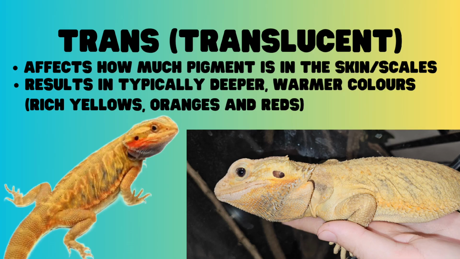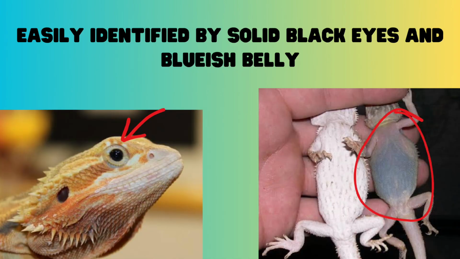The next morph you might have seen around and not known what it meant is trans, which is short for translucent in this case. And that's going to be a gene that affects how much pigment is in the skin scales, depending on whether it's a silky or a normal scaled. And it's going to result in typically deeper, warmer colours. Think like rich yellows, oranges, reds. Often they have a really nice peach base colour. But yeah, this is going to be another morph that is super easily identified because they have solid black eyes when they have the translucent gene, and they also have this really bluish belly like you can see in the example on the right.